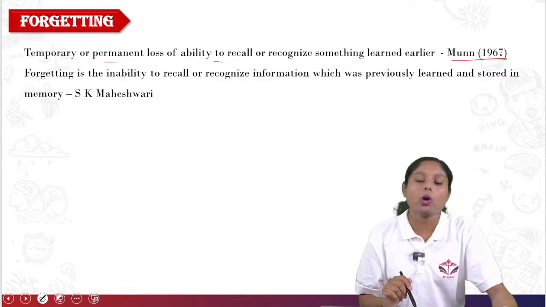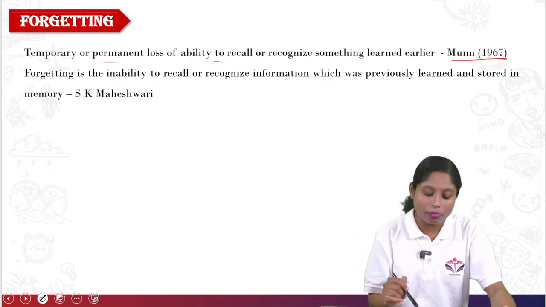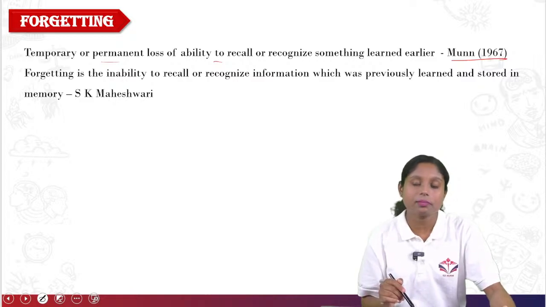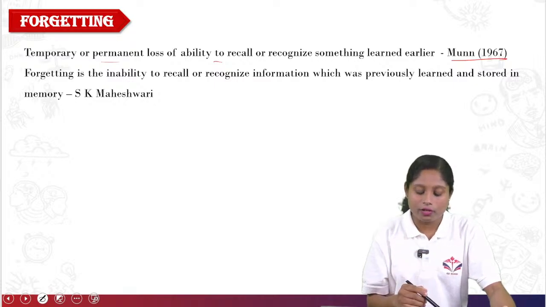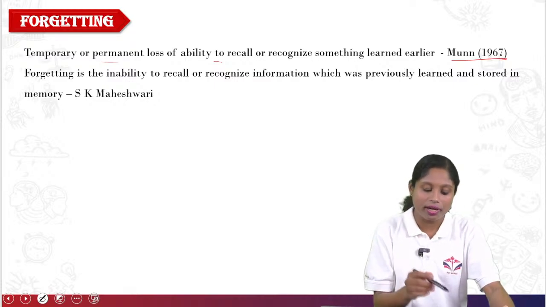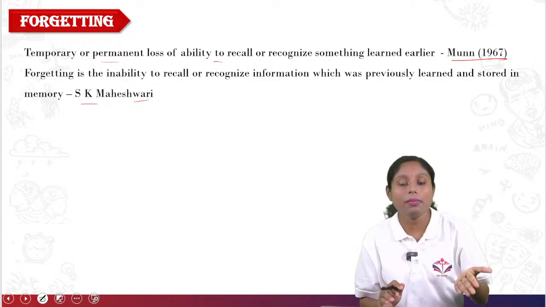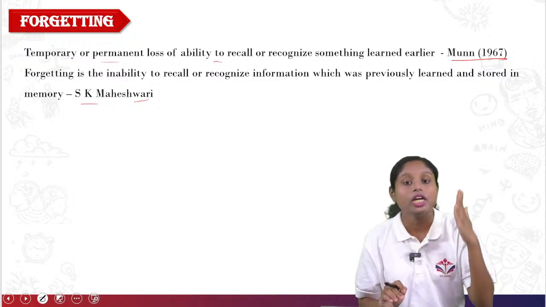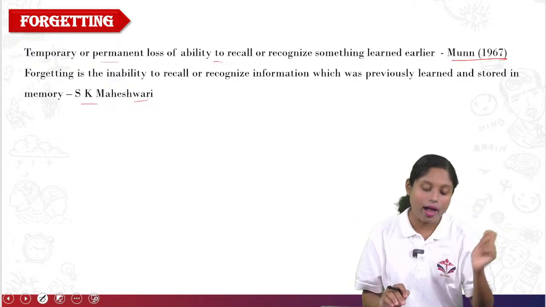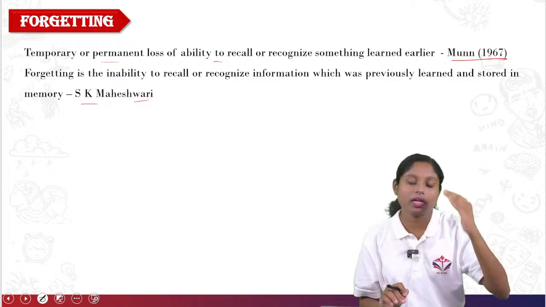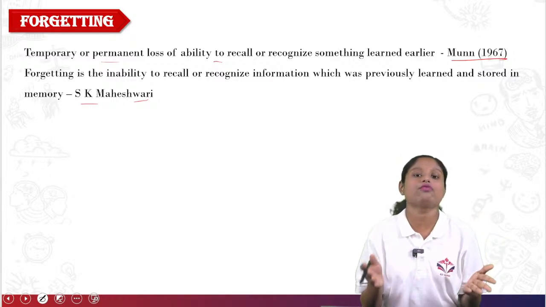Temporary or permanent loss of ability to recall. Either it will be temporary or it will be permanent. Next, forgetting is the inability to recall or recognize information which was previously learned and stored in memory, according to S.K. Maheshwari. He already stored it in memory, he previously studied it, but he is not able to remember or recall it. Then it is known as forgetting.